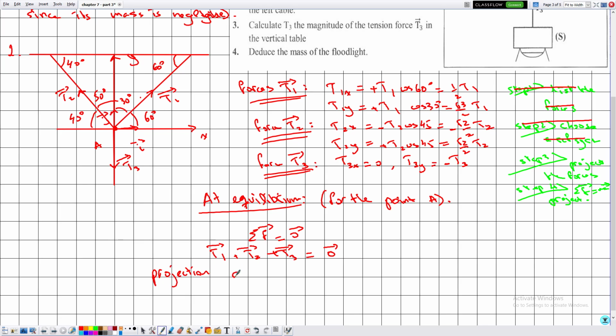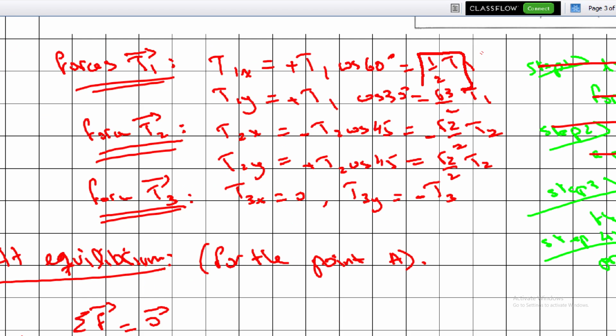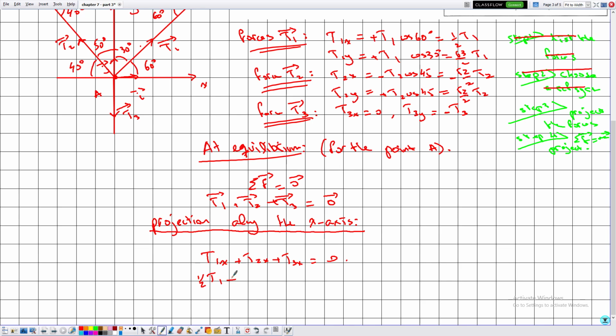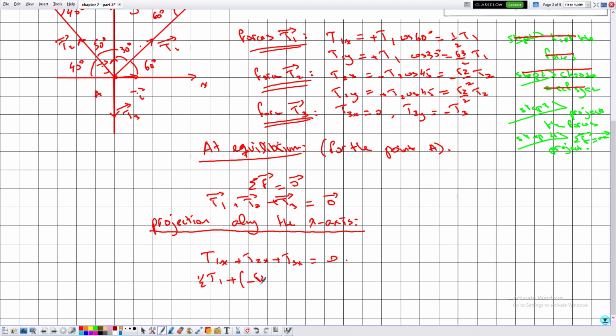So let's say projection along the x-axis. Then in this case, simply we'll drop down all the vector quantities, and each vector quantity will carry the label x. Then T1x plus T2x plus T3x is equal to 0. Now T1x is given by half T1, T2x is given by minus radical 2 over 2 T2, and T3x eventually is given by 0, which is equal to 0.